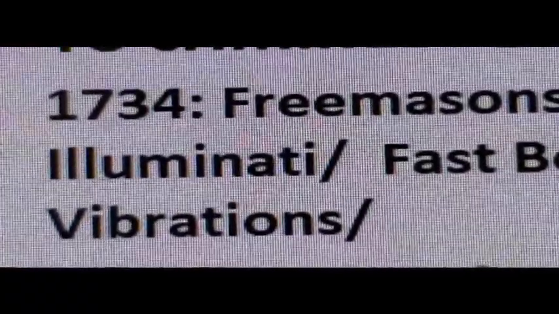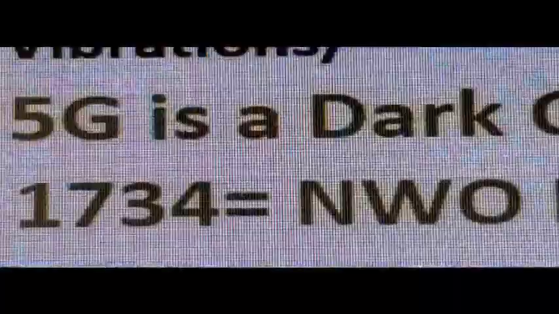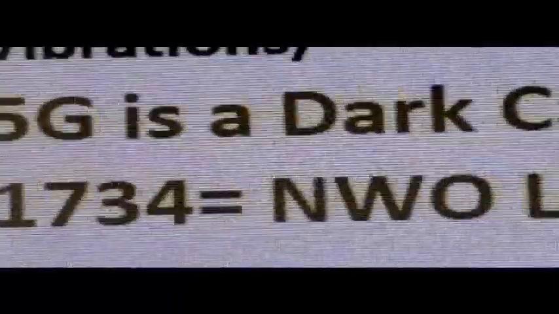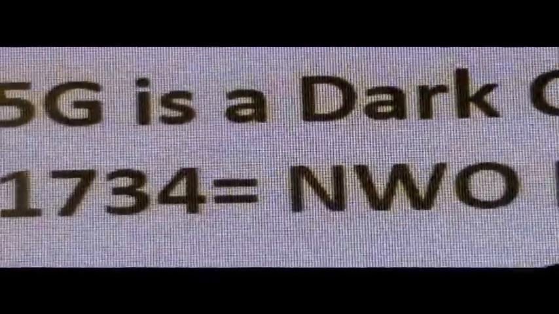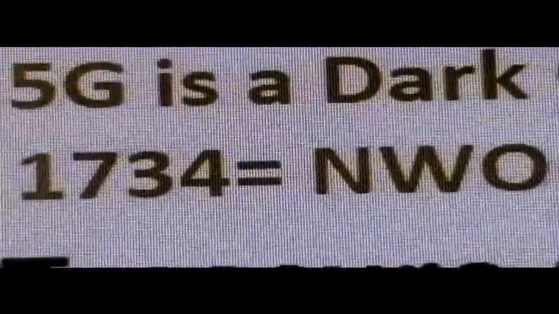Now, if you know about the frequencies of 5G, they can tell you how it makes your body feel like it's vibrating. So 5G is a dark cable. That's what they wrap the fiber optics in. And 17 equals NWO, which means New World Order, and 34 is a lie. So you've got the NWO lie going on with this date. So 17 equals NWO. We all know what that stands for.